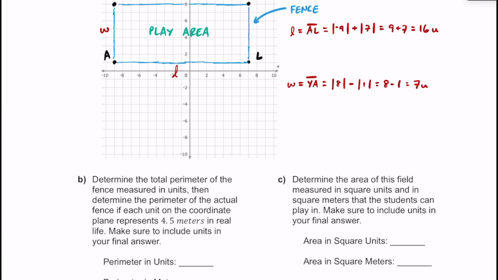In part B, it says we're going to find the total perimeter of this fence measured in units. And then once we do it in units, we're going to find the perimeter of the actual fence. Again, this is just a blueprint or a sketch of it. It's not the real thing. So we're going to figure out the actual perimeter of this in real life, if each of these units on the coordinate plane is representing 4.5 meters in real life. And we're going to make sure we do these in units as well as meters.